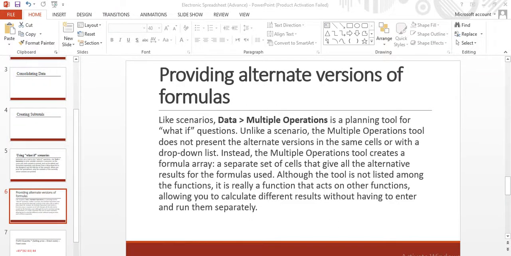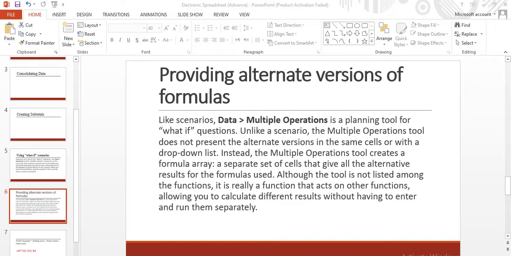Hello everyone. In the last video we learned about the what-if scenario. In this video we are going to learn about the alternate version of formulas by using the multiple operations. Now what exactly is multiple operations? It is a planning tool for what-if questions.